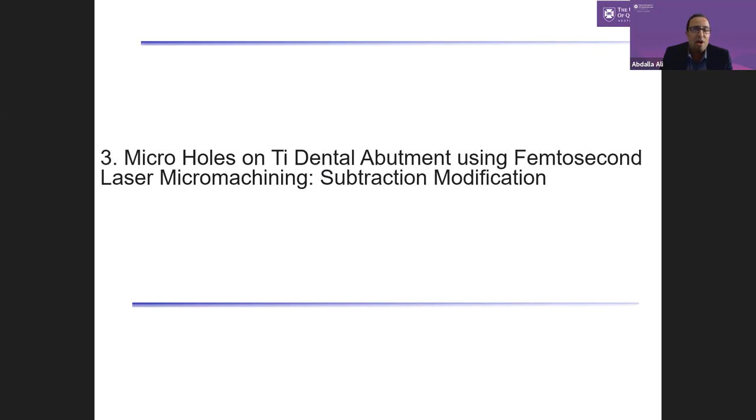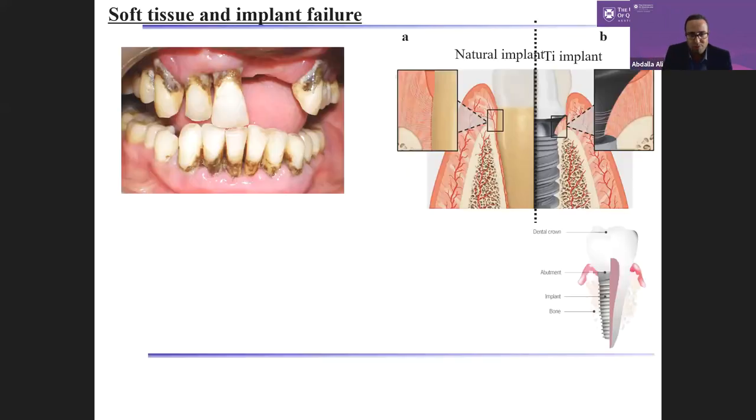some novel studies we developed recently in our group: micro holes on a titanium dental abutment using femtosecond laser micromachining, as a subtractive modification process. Most additive manufacturing on titanium abutments is easy to detach once implanted using the screws. But in this case, we use subtraction. We try to create holes or tubules on the surface of the titanium abutment.